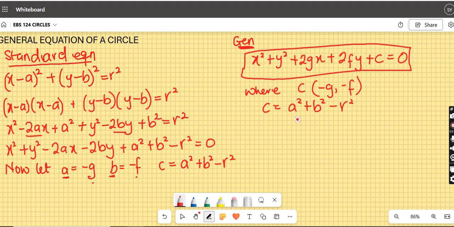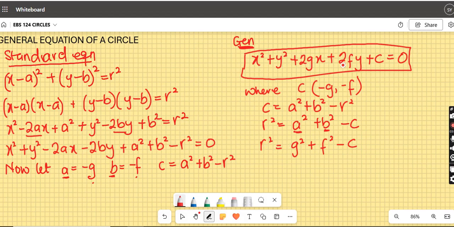So assuming you wanted to find the radius, what would you do? The radius would simply be √(a² + b² − c). Now in this case, we have changed it to r. We have changed a to −g. Now (−g)² is the same as g², so you can call this g², and (−f)² is the same as f², so this will also be f² − c. So these are the two things.